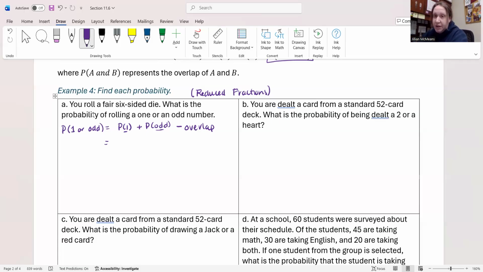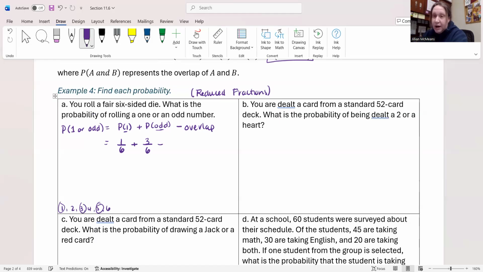We know the sample space for rolling a die is 6. We have 6 sides to a die. One side has 1 dot, another has 2 dots, then 3 dots, 4 dots, 5 dots, 6 dots. So the probability of rolling a 1 is just 1/6. The probability of rolling an odd number: we have 1, 2, 3, 4, 5, and 6. Of those options, 1, 3, and 5 are odd. So 3 out of 6 are odd.